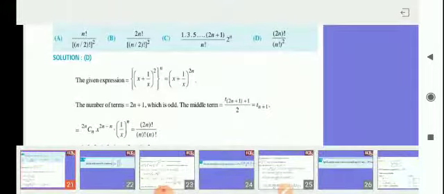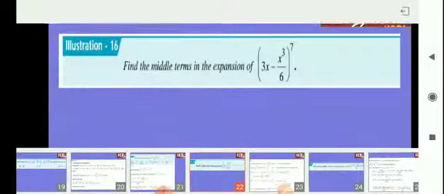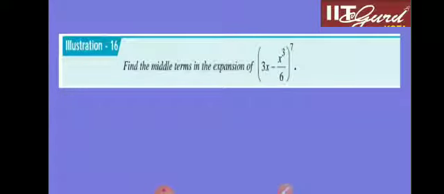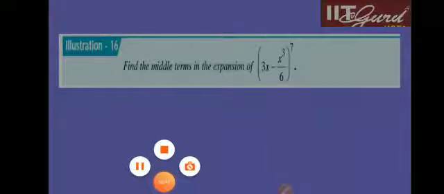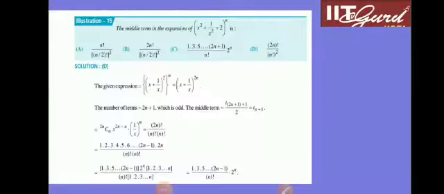Let's say, do one more problem by yourself. Find the middle term in the expansion. This is power 7, an odd index. You all know well how many middle terms there will be: 7 plus 1, 8 terms in total are there. So there will be 2 middle terms. Pause the video and then go for the solution.